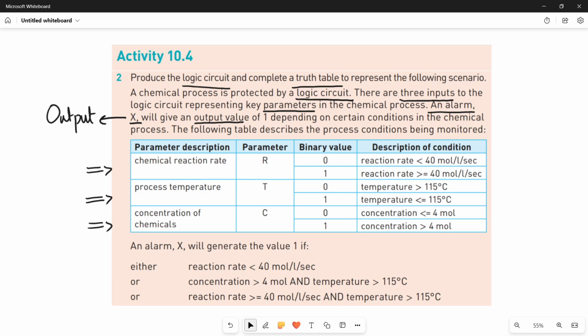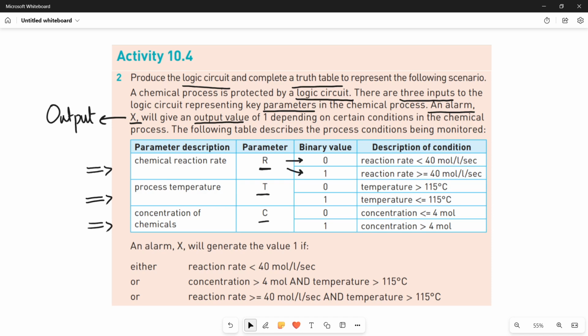As described above, there are three inputs to the logic circuit. Here you can see that number 1 is R. Parameter R is your chemical reaction rate that you have to observe. Second is T, process temperature. This is also something you have to monitor. Then concentration of chemicals, which is C. So these are the three input parameters, and the values of these input parameters can be 0 or 1. These are the binary values. Either R can be 0 or R can be 1. Same goes for T and same goes for C, concentration.